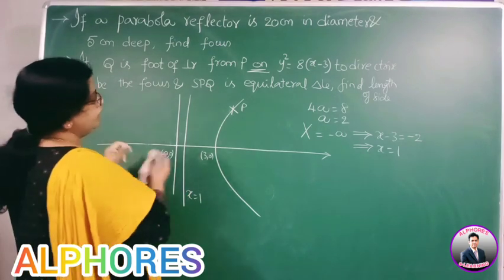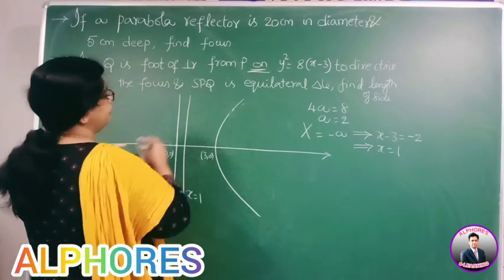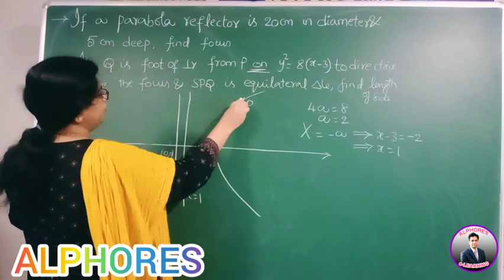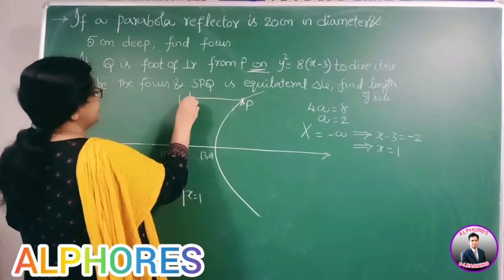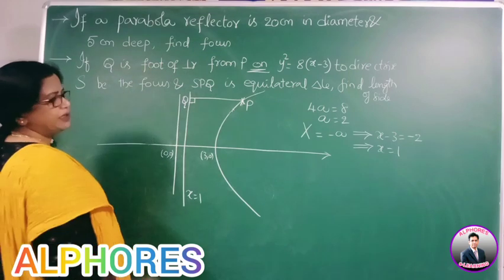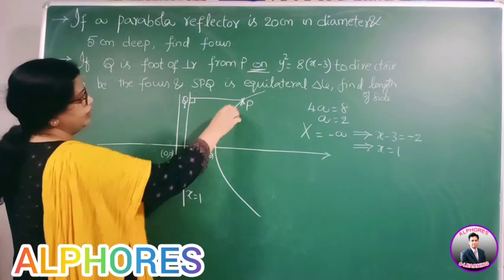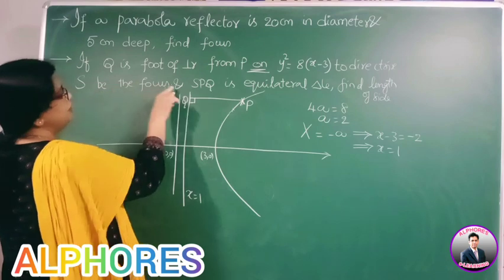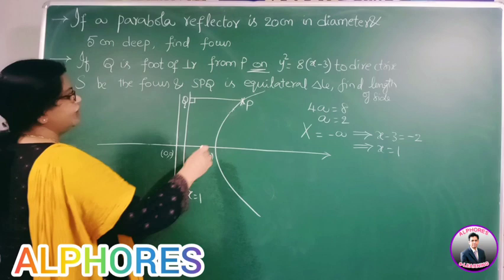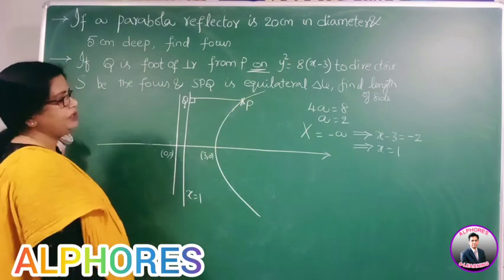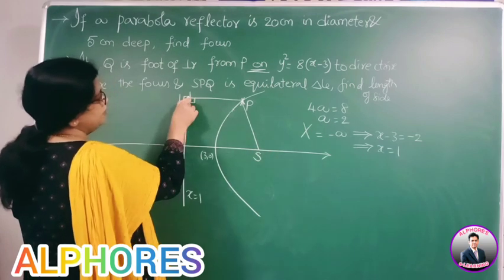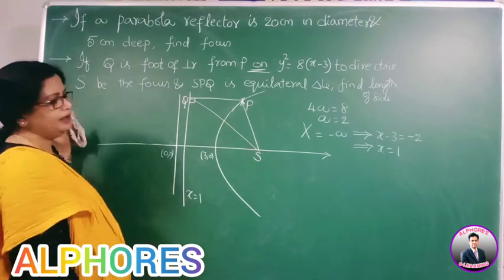So the directrix is exactly the line x equals 1. Now they are telling about a point P on the parabola. From the point P they have taken the foot of the perpendicular onto the directrix, so this is our Q. Next they are telling that S is the focus and SPQ is given as an equilateral triangle. So this is our S value.